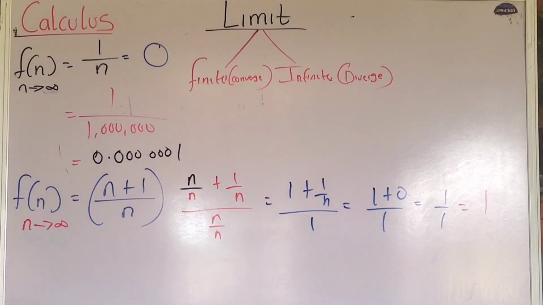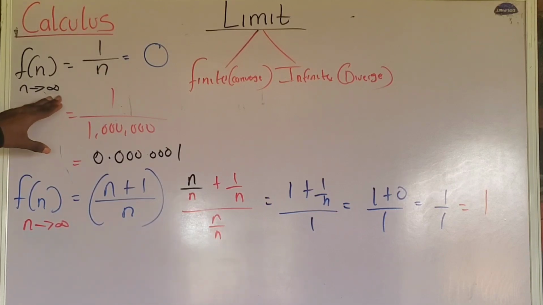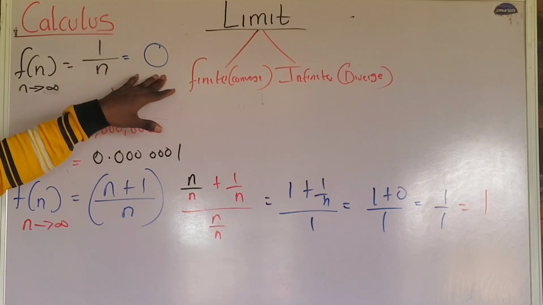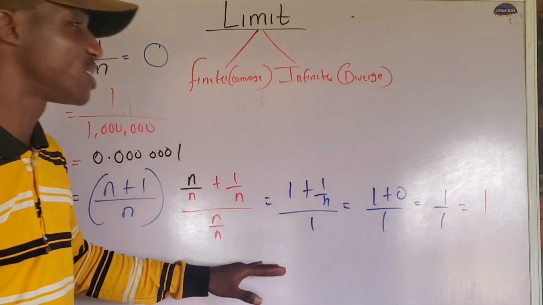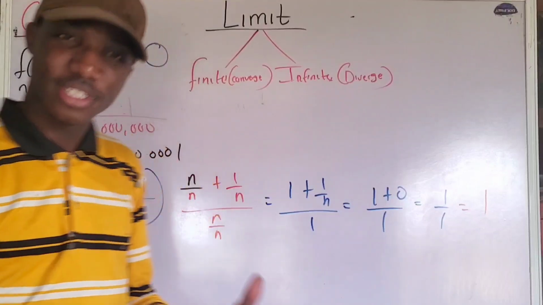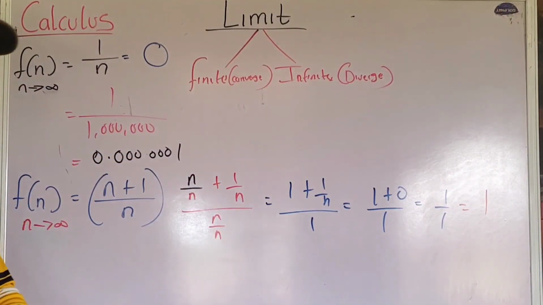Now, this kind also is a finite limit. A finite limit is a limit that converges. What I mean by converging is that the function tends to approach a value. When you take the limit of the first function, it tends to 0. When you take the limit of this one, you get 1. So both of them approach a value, and that's why we call them finite limits.